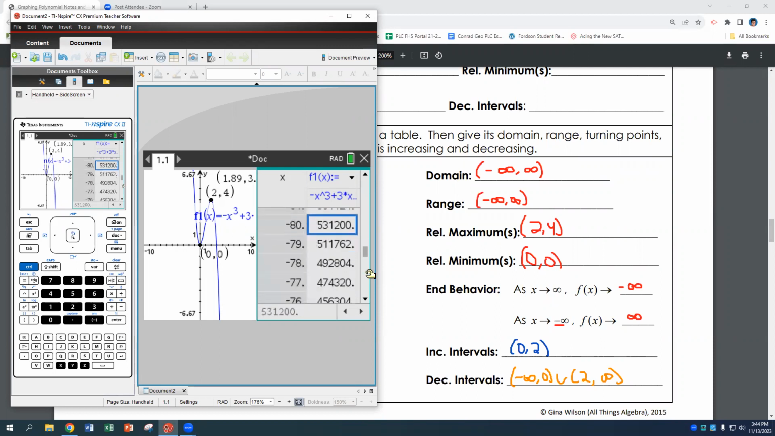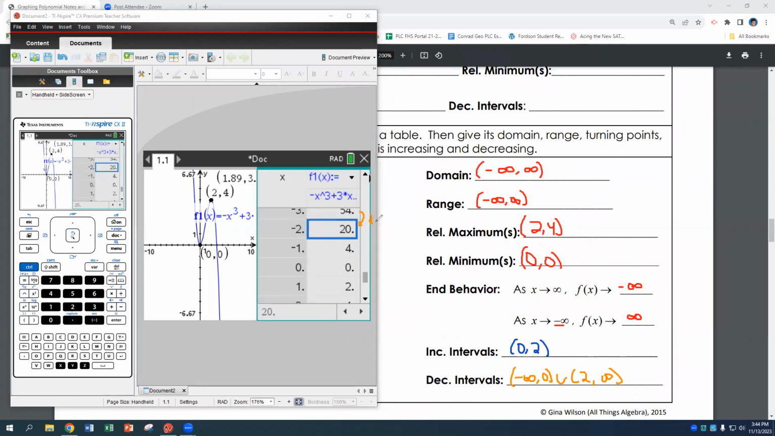See, these numbers are getting smaller and smaller as we move from left to right, until we hit 0. It's going down, decreasing, going down, decreasing, going down. But all of a sudden at 0, we switched from decreasing to increasing. So that's how you would figure out that this is a turning point. We notice on our table, it's going from decreasing to increasing. We have a turning point.